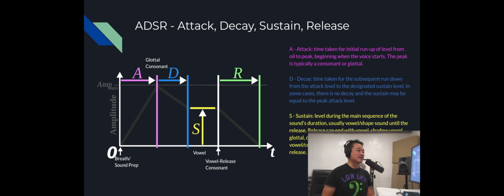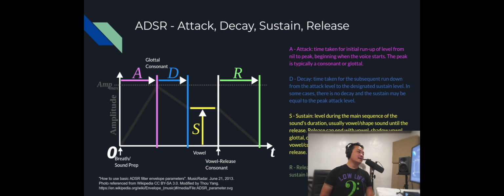The release can end with a vowel, shadow vowel, glottal, or consonant. Usually the ending vowel or consonant shapes the perception of the release. And then, of course, the release is the time taken for the level to decay from the sustain to zero after the key is released or after your voice is released.